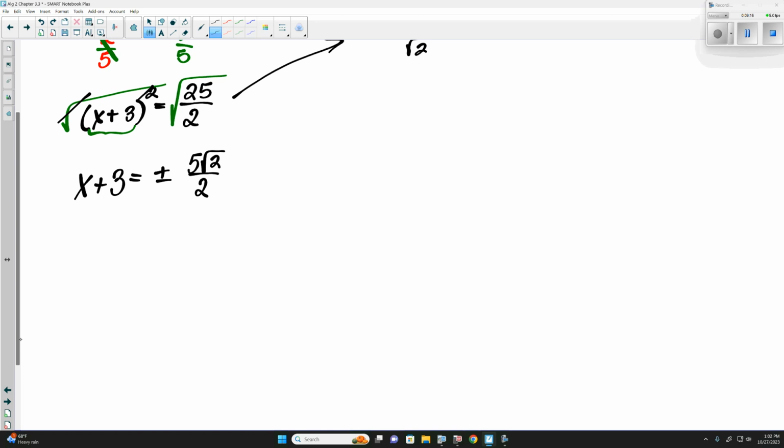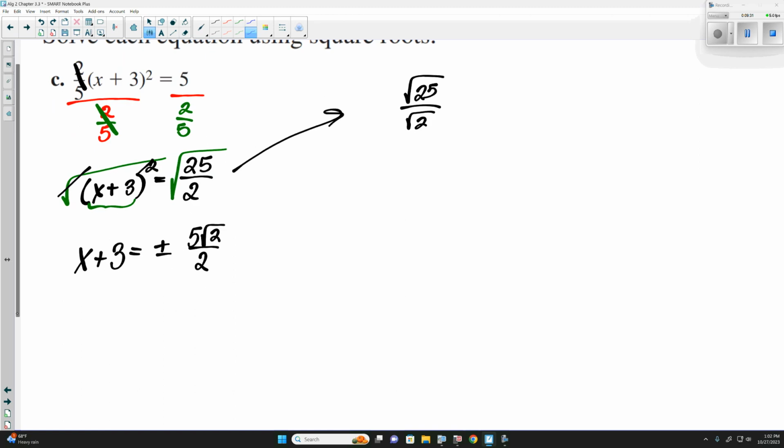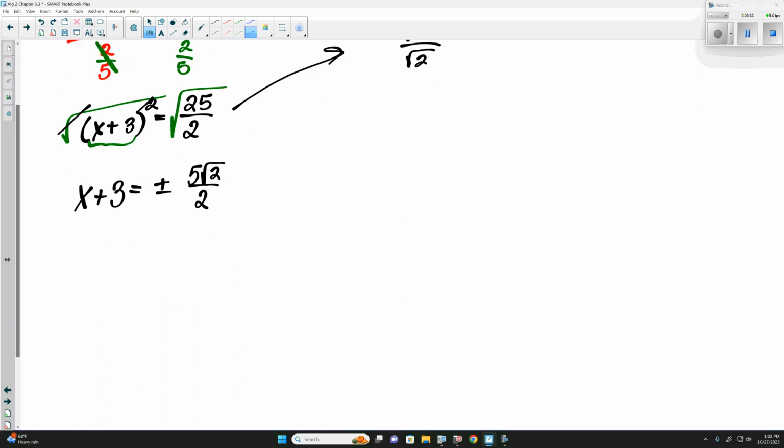Questions on how we got to this point here? Questions on any of this here so far? Is x by itself? So what do we need to do to finish solving this? Subtract 3 from both sides.